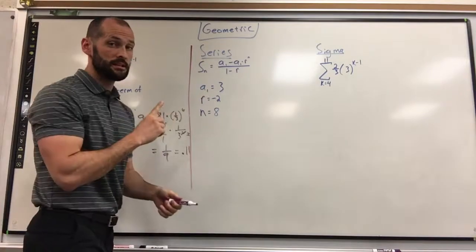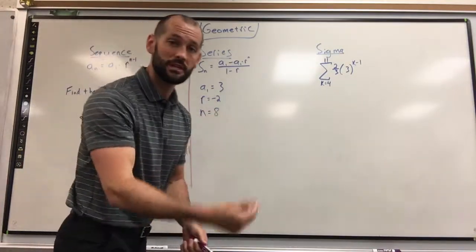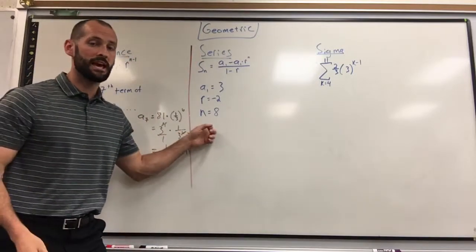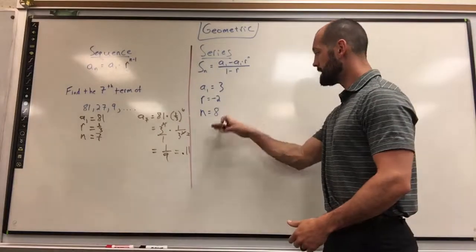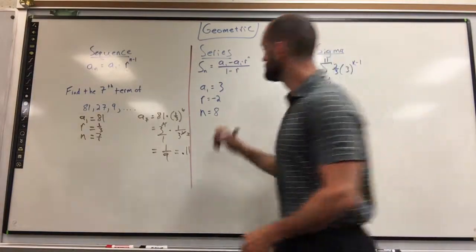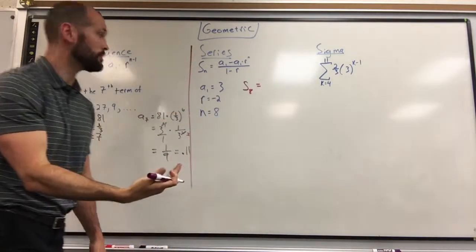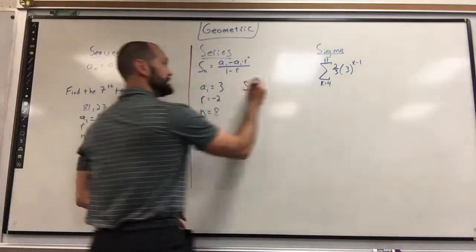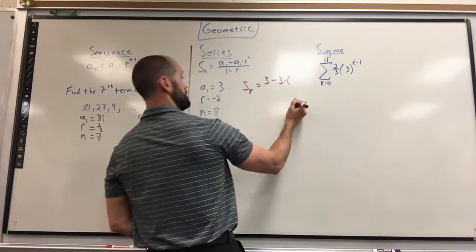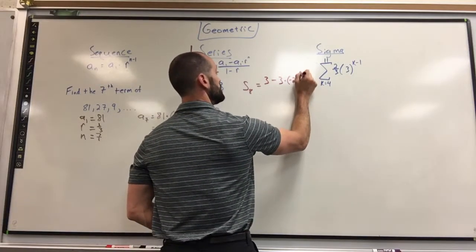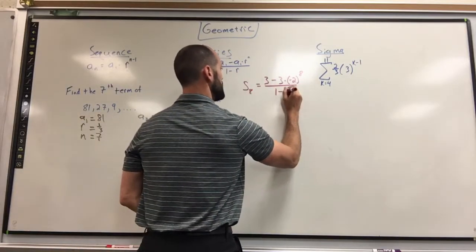A sub 1 is the first term. R is my common ratio. And if they say n equals 8, that means they want the sum of the first 8 terms. Plug and chug. Here we go. S sub 8, because that's how many terms I'm going deep. A sub 1 is 3. I'm subtracting 3 times my ratio of -2 to the n, which is 8, all over 1 minus my ratio again.